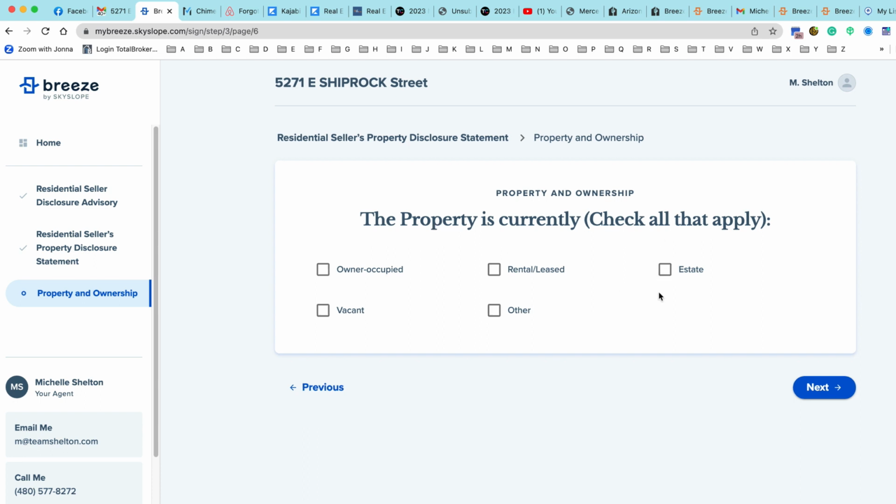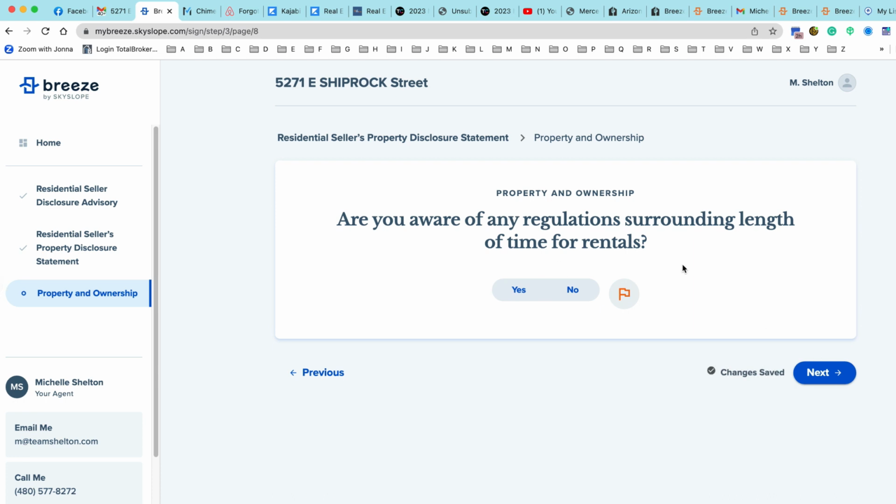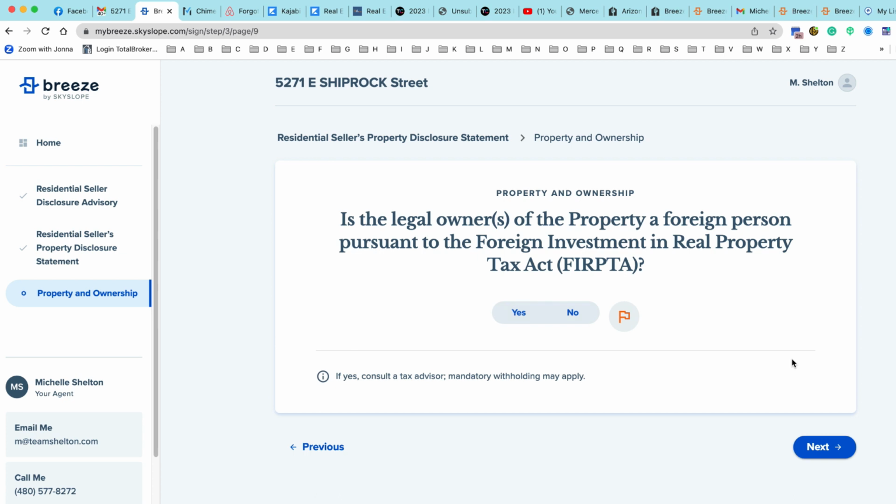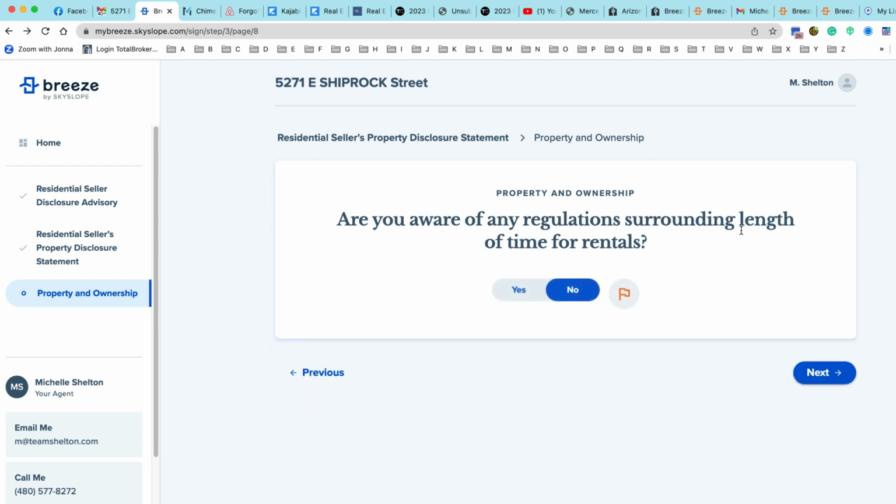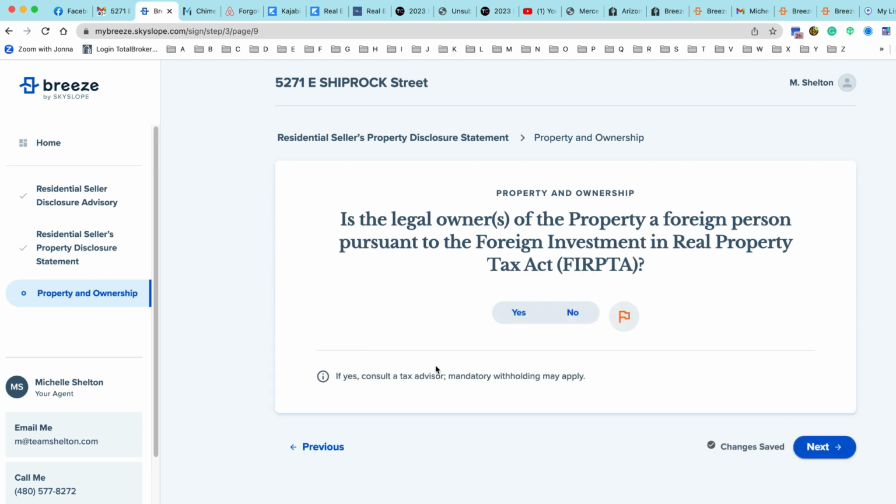The property is currently owner occupied. Are you aware of any regulations surrounding length of time for rentals? No. Is the legal owner of the property a foreign... Oh, where'd that go? No.